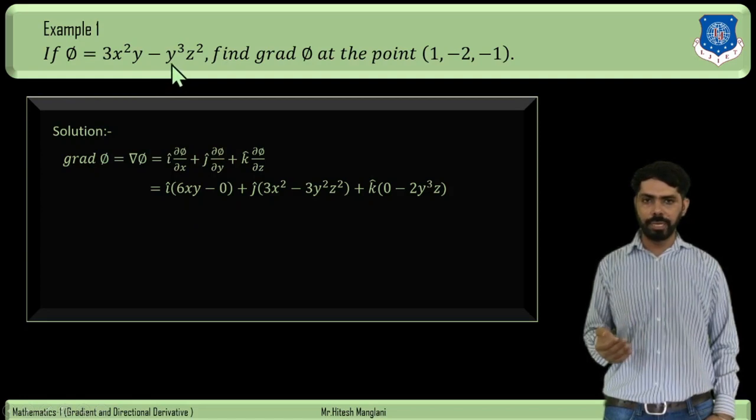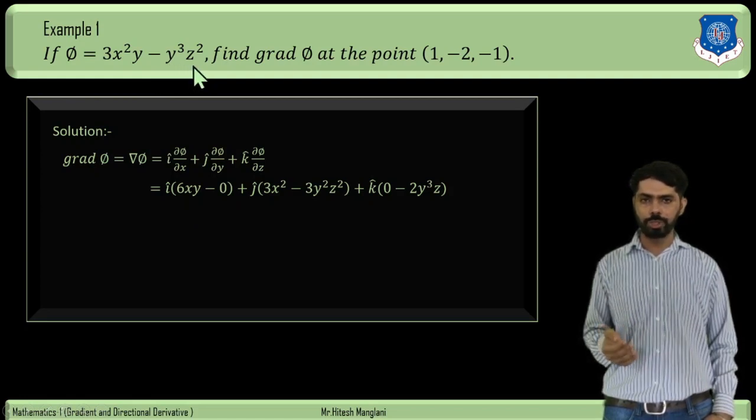Now think about the second term. Here the second term is y cube z square, and we are partially differentiating phi with respect to x. So y and z are constant. Therefore the derivative of the second term will be 0. Plus j cap. Now we will have to find del phi by del y.